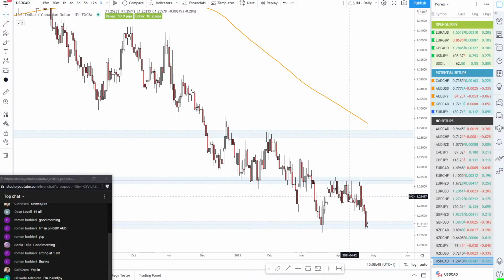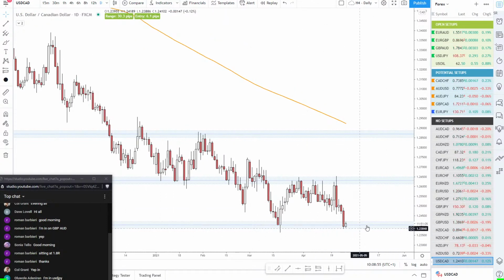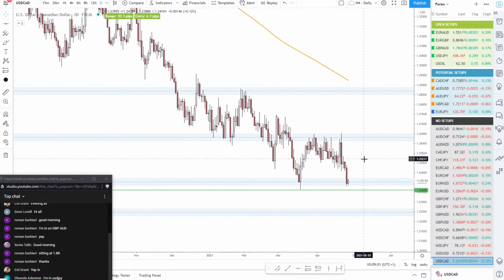USD CAD, interesting. USD CAD is stalling out on this support area that it bounced from last time. This could definitely be an opportunity for a long trade here, but also if it were to start pushing lower, it could be an opportunity for a short trade.